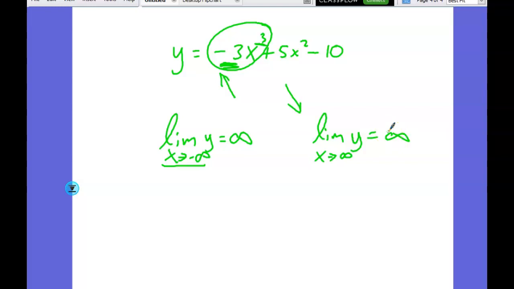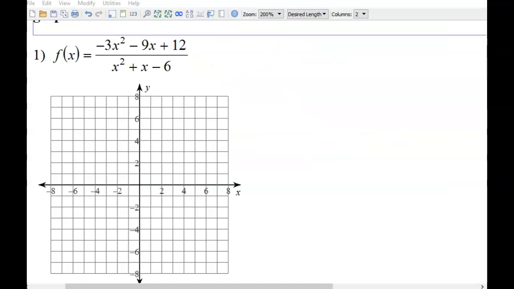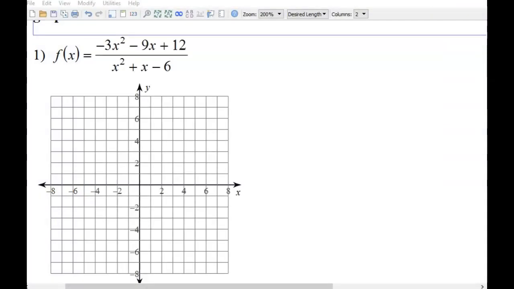Okay? So now today we're going to be looking at rational functions. All right, so we're going to talk about how do you find the end behavior of a rational function. So this is going to be example 1. So let's go ahead and call this example 1, and we'll call it A because I'm going to do quite a few with you guys.